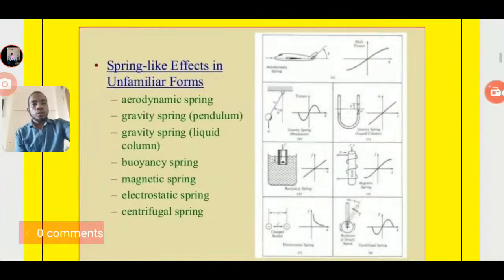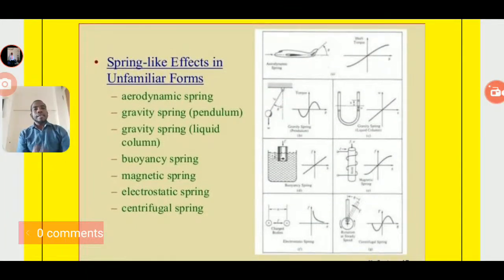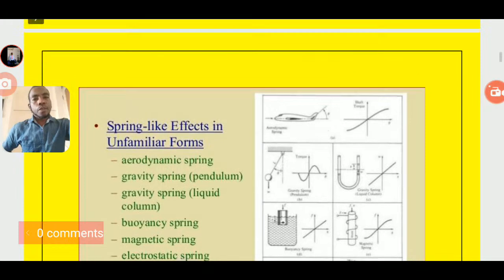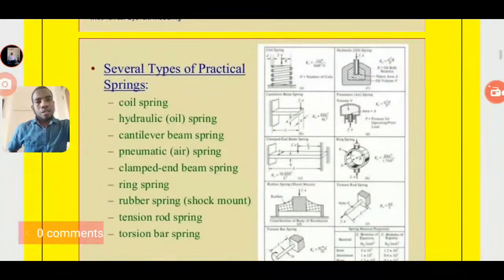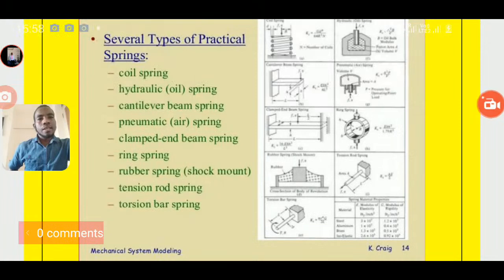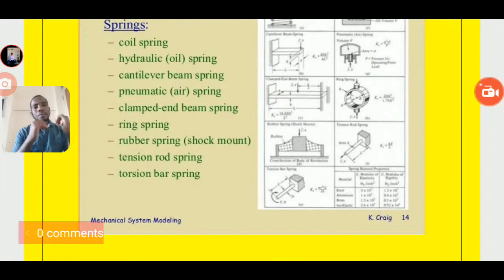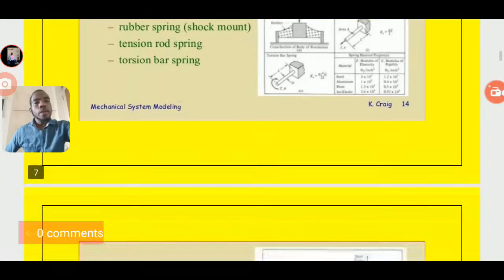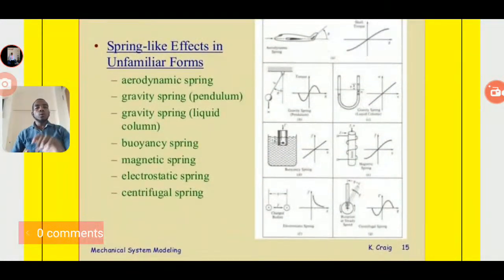Now we are going to see spring-like effects in unfamiliar forms. As we have seen, these are several types of practical springs. These names are given according to the function or use, where we are using them and according to the application. The same thing is happening here also: spring-like effects in unfamiliar forms.